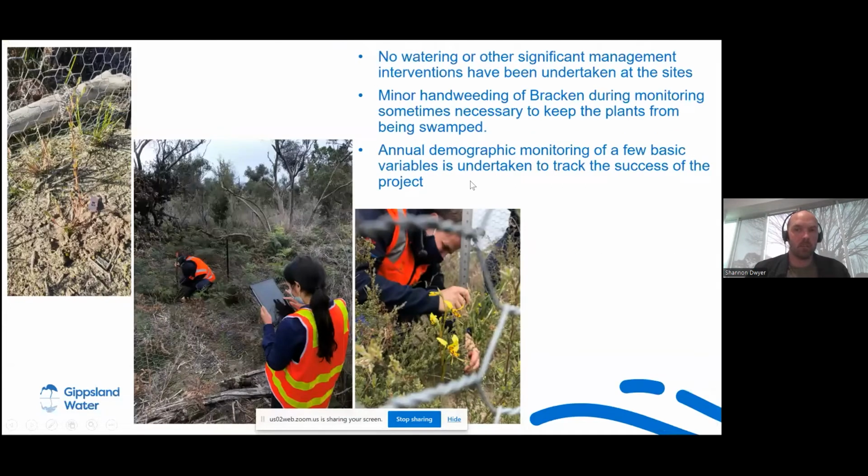As part of the translocation, we haven't done any really significant management interventions. So no watering, no fertilizing, nothing else you can think of to sort of nurture the plants along.